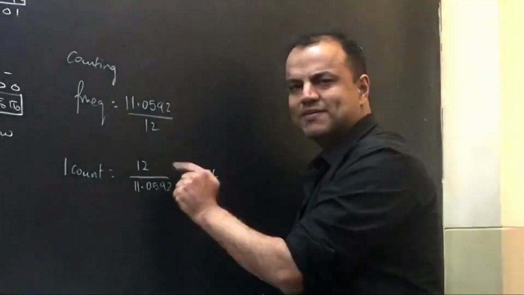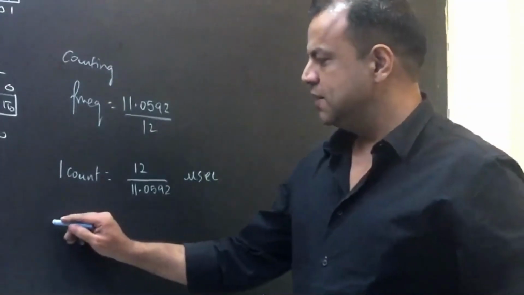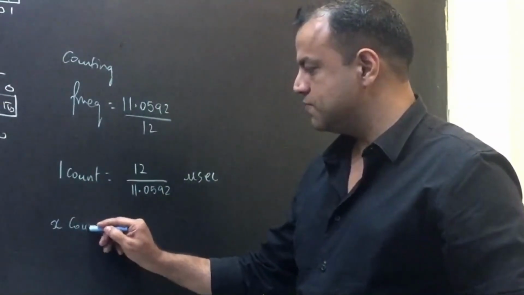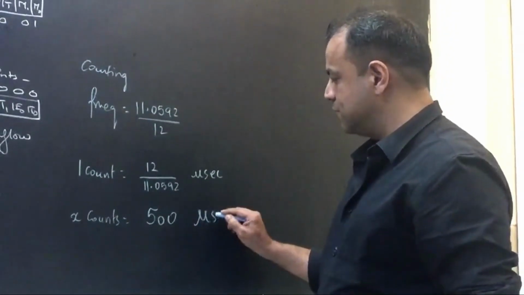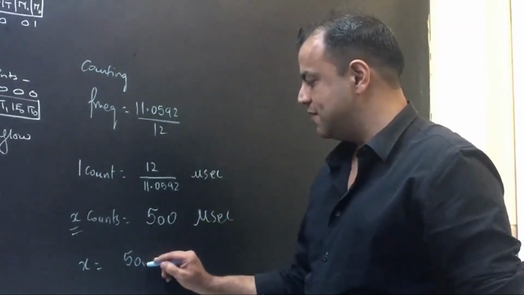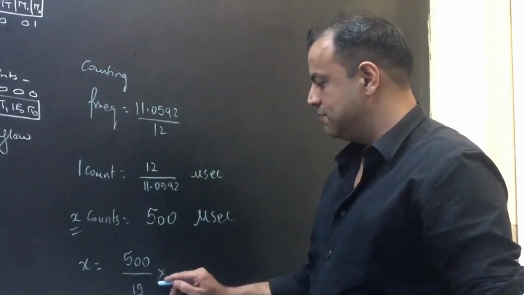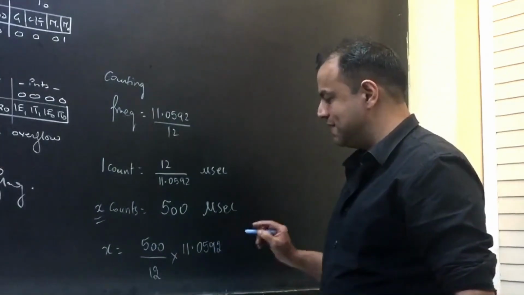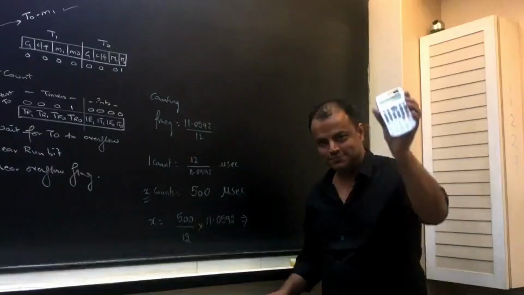Now one count will be slightly more than 1 microsecond. You don't need to do this calculation. Let this number remain as is. If one count gives you so much delay, X counts will give you a delay of 500 microseconds. We need to calculate X. What is X? 500 divided by this number. 500 divided by 12 multiplied by 11.0592 megahertz. Did you understand this? Take a calculator, do this math.